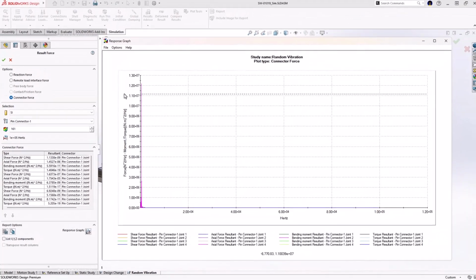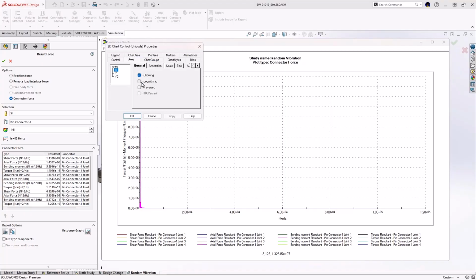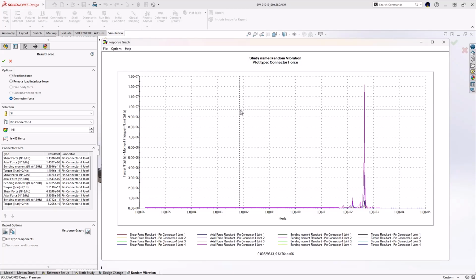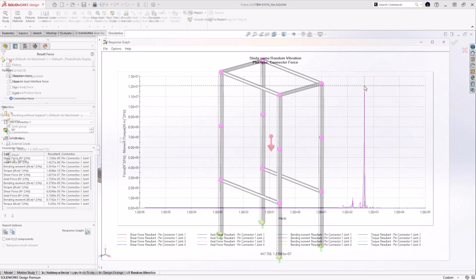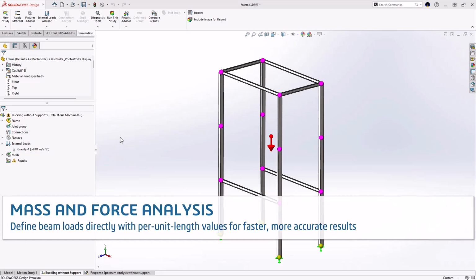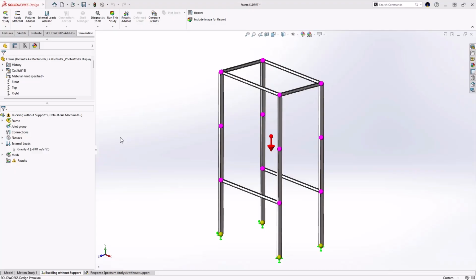Since this model heavily relies on pin joints to transfer loads, understanding how they behave under vibration is critical to designing a robust structure. Buckling analysis is a critical step in understanding when structures may fail under load. Let's take a look at this frame that needs to withstand 40,000 newtons of force per beam, or a total of 160,000 newtons. This study is almost fully defined using joint groups, materials, fixtures and gravity.